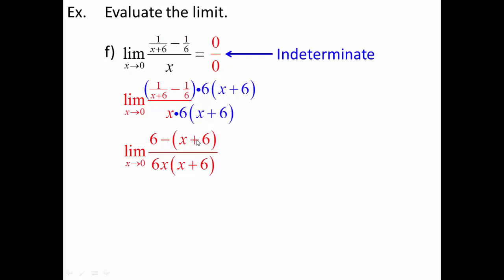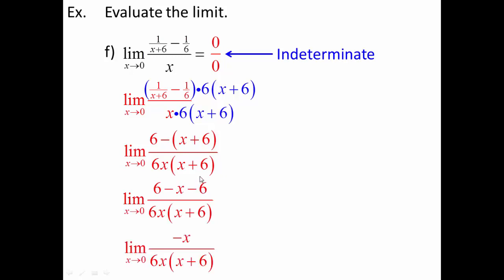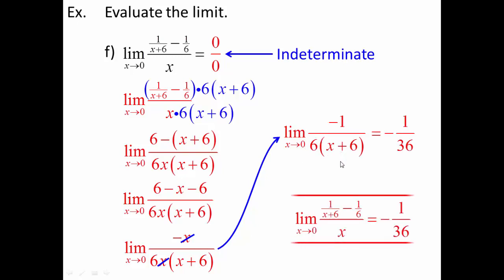But by keeping those parentheses in and then distributing the negative, look what happens to the 6's. They cancel out. If I don't put those parentheses, basically I have to stop here and give up. So by canceling the 6's on the top, that now allows me to cancel the x top and bottom, leaving behind a negative 1 on the top and then a 6, x plus 6 on the bottom, plug in 0, negative 1 over 36, final answer.